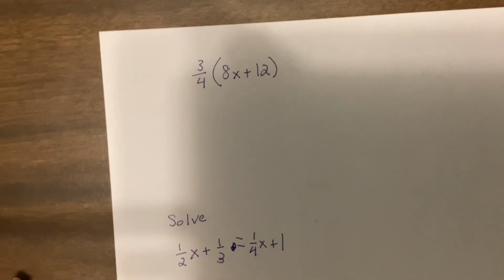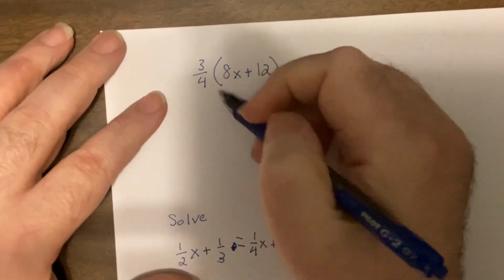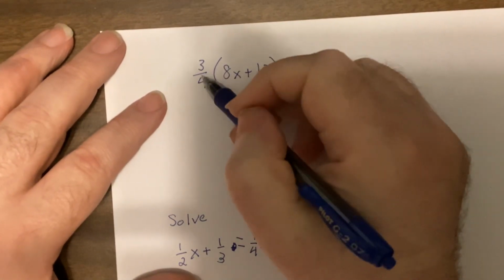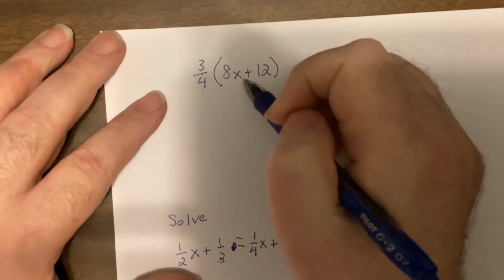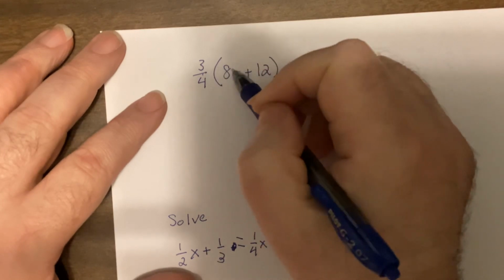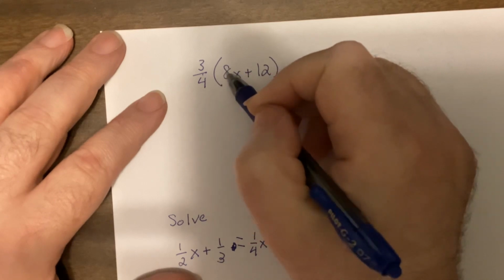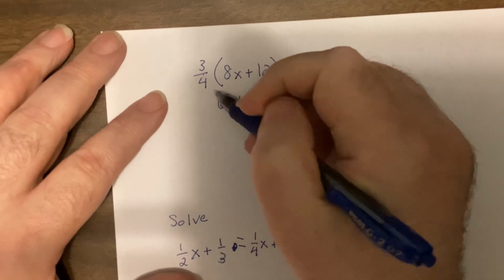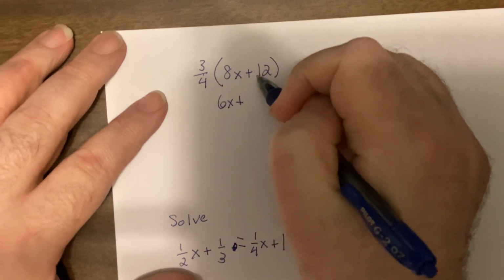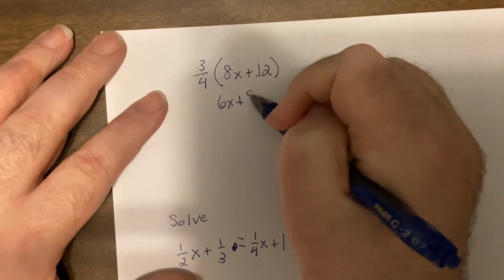You can distribute a fraction. If you have parentheses with a number out front, you take this and multiply it to every term in the parentheses. So 3/4 times 8, 4 goes into 8 twice. 2 times 3 is 6. 4 goes into 12 3 times. 3 times 3 is 9.